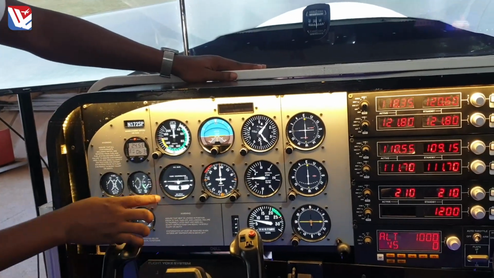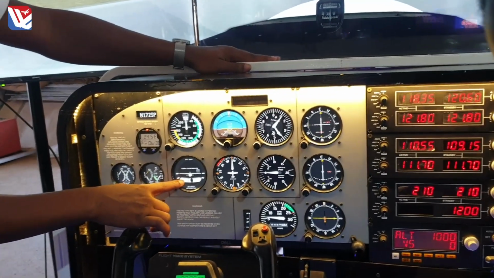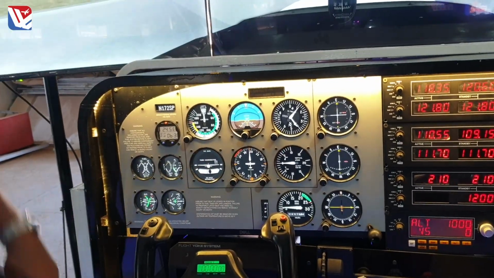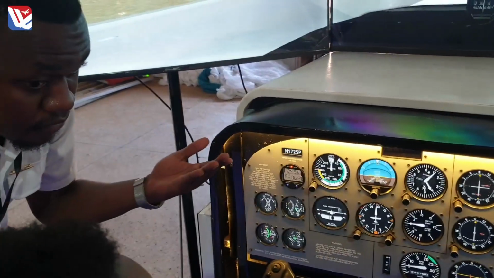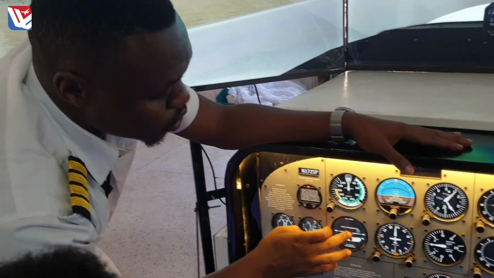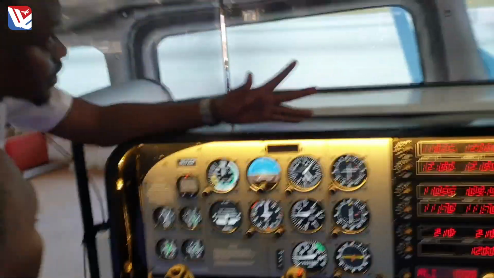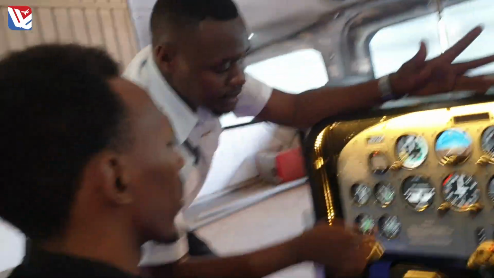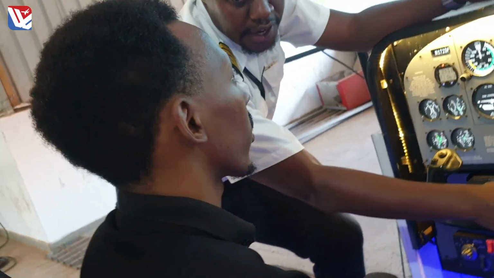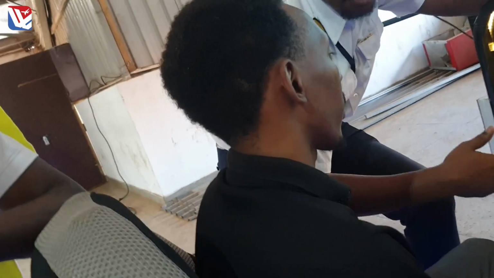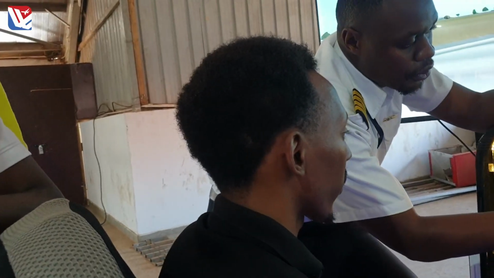Then this is the turn and slip indicator, or turn coordinator. You saw what I showed. Now when you go up, this starts working. When you start turning, it will turn to the left or turn to the right. You see this board? It's black. When you press left, it will go to the left. When you press right, it will go to the right. Like that.